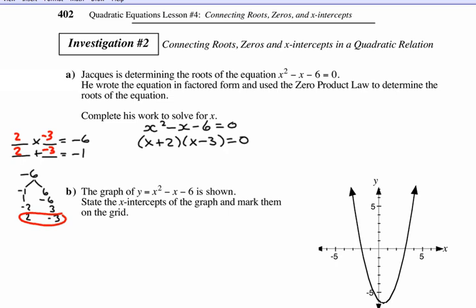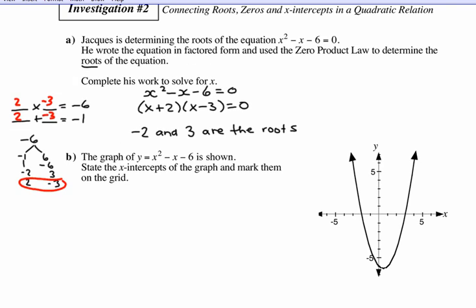So what would be the roots? Negative 2 and positive 3 are the roots. Because he was determining the roots. Okay, here's our graph. State the x-intercepts and mark them on the grid. So what is an x-intercept? Where it crosses the x-axis. So here at negative 2 and positive 3. So negative 2 and positive 3 are the x-intercepts here.